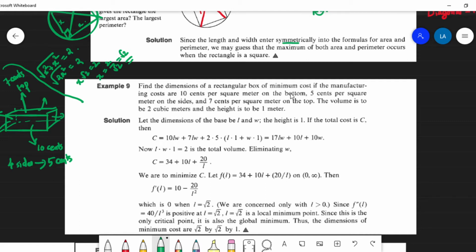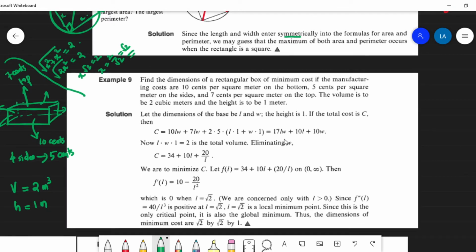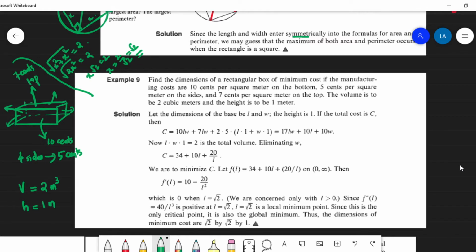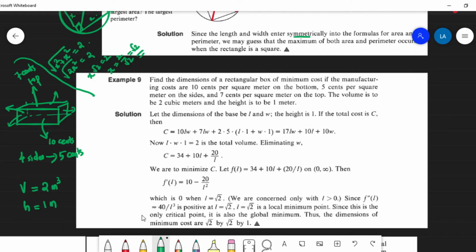The volume is to be 2 cubic meters. So the volume of the rectangular box is given to be 2 meter cube, and the height is equal to 1 meter. That's all we are given, so let's see how we can solve it. Basically, what we need is the dimensions of the base, the length and width, because we are given the height. So what we require is the length of the base.